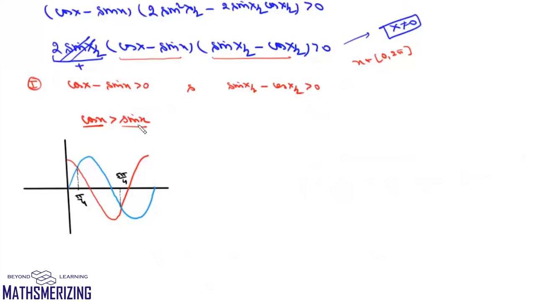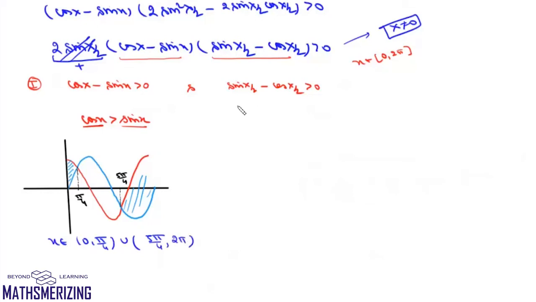Now we are looking for the interval where the graph of cos x is above the graph of sin x. We have already studied graphical inequalities and we have also studied transformations of graph. So I'll put the link of transformations in the description below. So we are talking about this region and this region. So for the first one, the solution is x lies between 0 to pi by 4 union 5 pi by 4 to 2 pi.